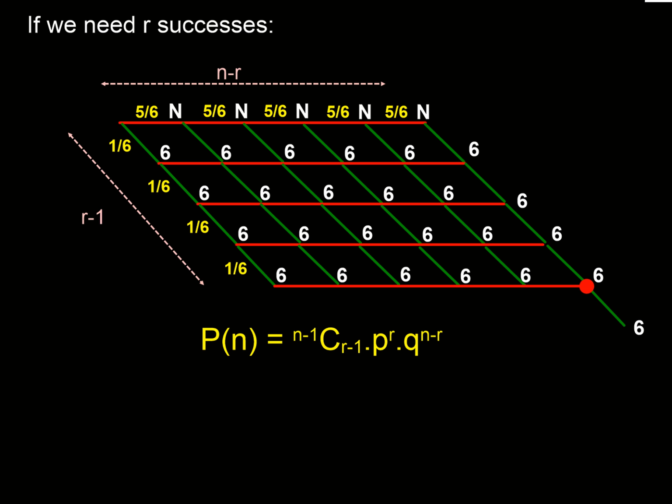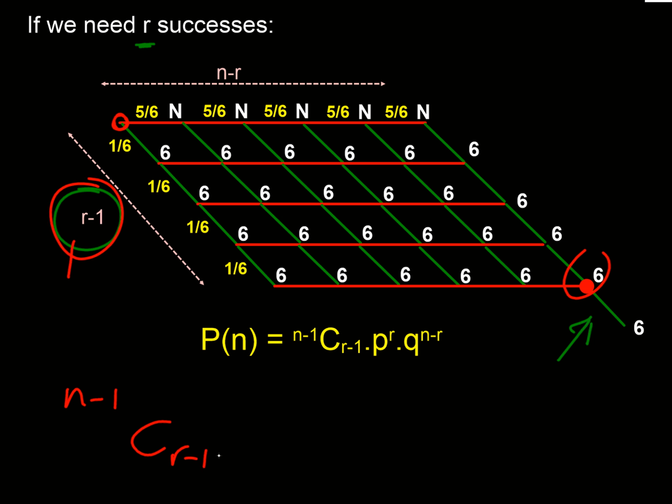So let's have a look at our final view of this. If I need r successes overall, here's one of them here, that's the final one. So I need r-1 successes in my little lattice. I'm starting over here and I'm going to here. So that's n-1 trials again. I've got n-1 and I need to choose the places to put my r-1 successes. So that's why I'm getting these combinations. That's my number of routes, yeah?